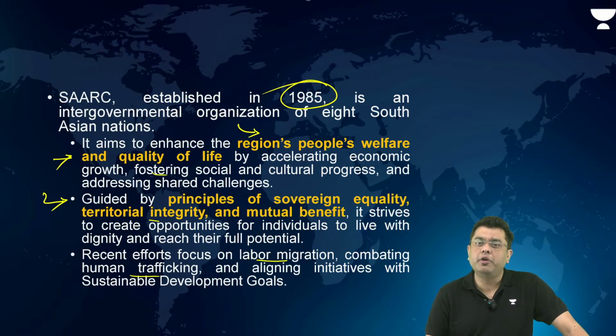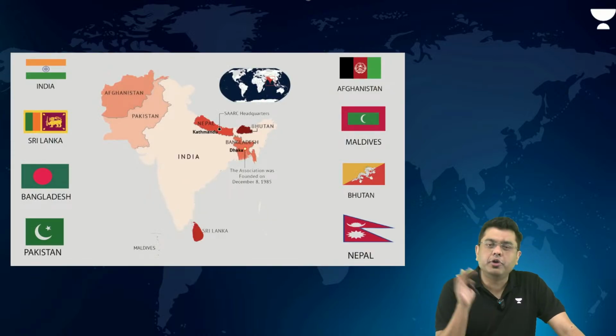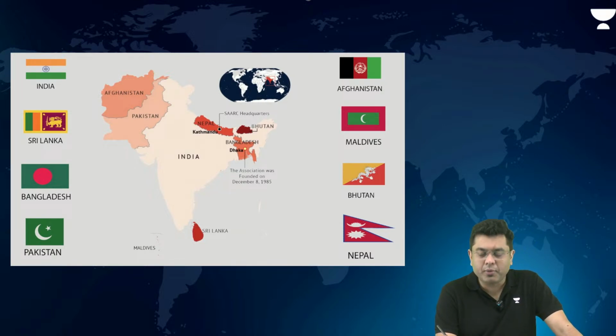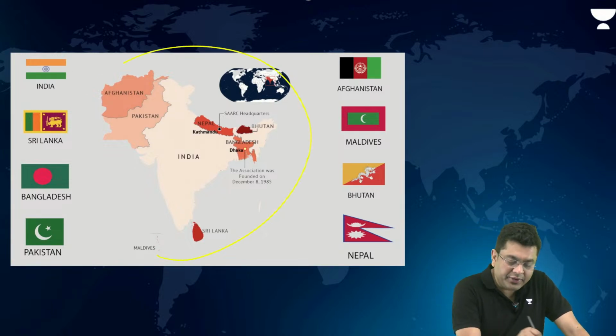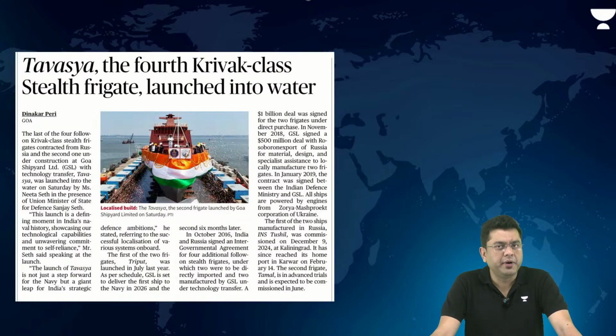and initiatives of SDG. Now, which are the countries of SAARC? That is something you should be aware of. The countries of South Asia overall: India, Sri Lanka, Bangladesh, Pakistan, Afghanistan, Maldives, Bhutan, and Nepal. So these are the countries of the SAARC nation. Okay, that is important for your prelims.